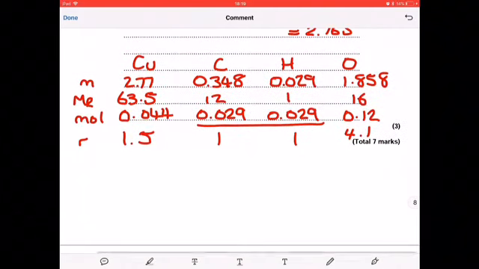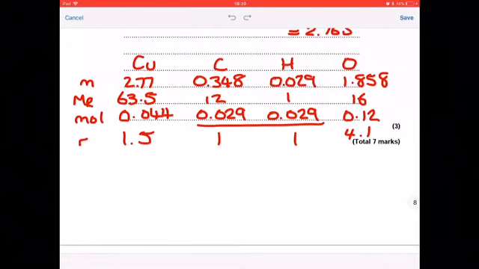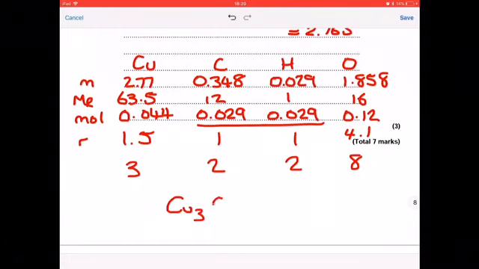Because we're not allowed to have a 0.5 of an atom, you can't get half an atom, we need to multiply it up. So the easiest way to get 1.5 up to a whole number is to multiply by 2, and therefore you get 3, 2, 2, 8. And that is the empirical formula, or the empirical ratio of the atoms, and therefore the empirical formula is Cu3C2H2O8. And that gets you all 3 marks.